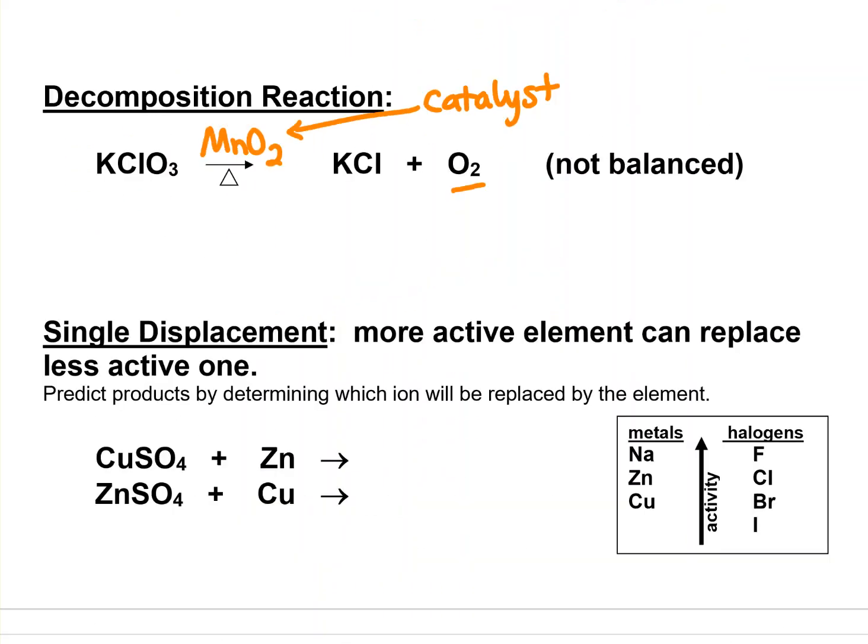On the single displacement reactions, a more active element can replace a less active one. And you do need to have an idea about how to predict products on these. Let's look at the top one.